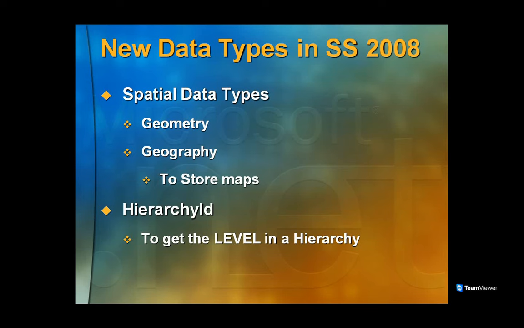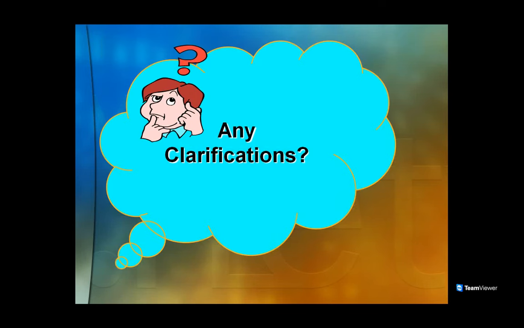Then we have one more thing called hierarchy ID, to get the level in the hierarchy. For example, Kavya is the boss. Under Kavya, Funny is working. Under Funny, I am working. So Kavya is in level one, Funny is in level two, Bhaskar is in level three. So you can understand what the level of Funny is: level two. What is the level of Kavya? Zero or one, whatever it is, depending upon the levels. You can get the levels, and you have hierarchy. If you want to practice, you have to go in for the hierarchy. All these are called data types in SQL Server 2008.